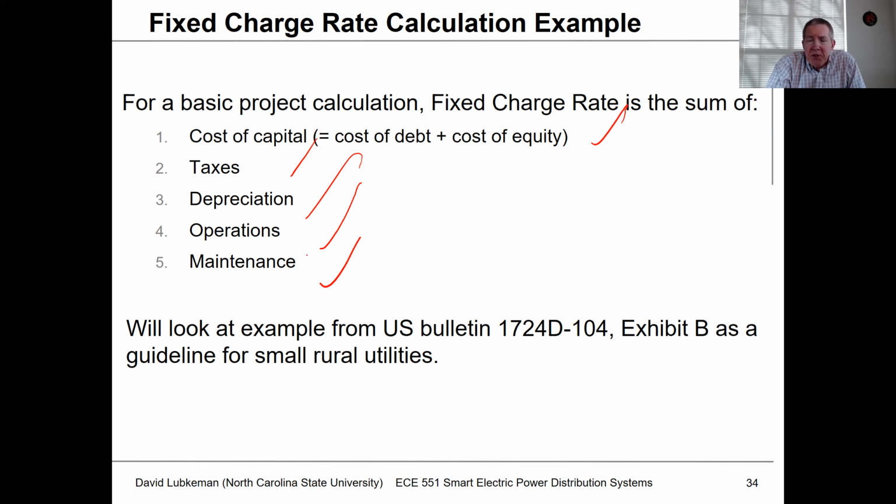For an example of this, I've copied and pasted some material from US Bulletin 1724D-104, which is issued by the US Department of Agriculture for use by rural utilities. In this case, they've provided a spreadsheet that formats all of this so a small utility could calculate their fixed charge rate to use for making financial decisions.